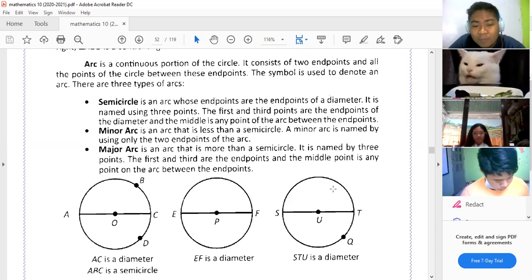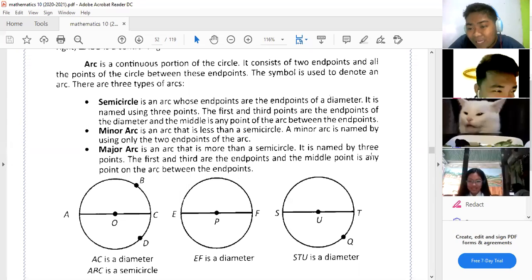Okay. So, kapag sinabi na minor arc, mas maliit kaysa sa semicircle. So, ibig sabihin, ano yung pwede natin maging minor arc dito? We have BC. Mas maliit siya, di ba? We also have BD. Mas maliit pa rin siya sa semicircle. Pwede rin na DC.